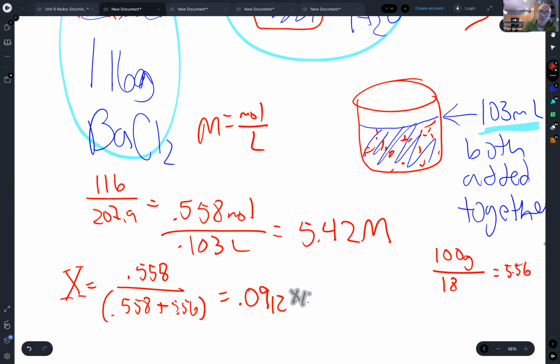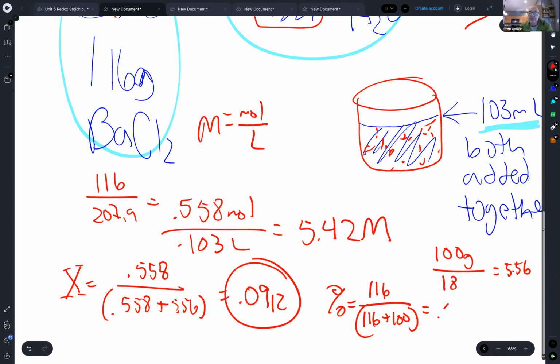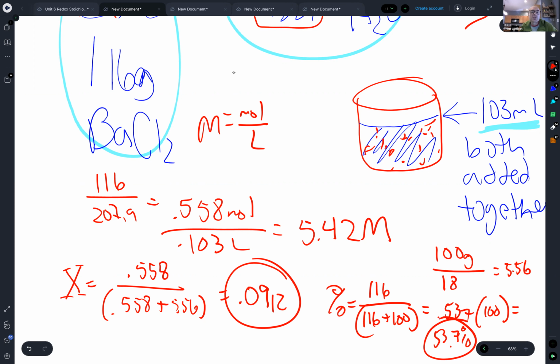Now, mass percent. Simplest of the calculations. So my percentage is the individual mass, which is 116, divided by 116 plus 100. So 116 divided by parentheses 116 plus 100, close the parentheses, and you get 0.537. Multiply that by 100 this time because it is a percentage, and you get 53.7%. Okay. So those are my 3 calculated values for question number 11.